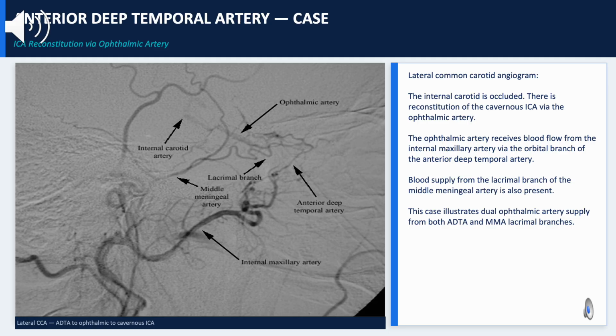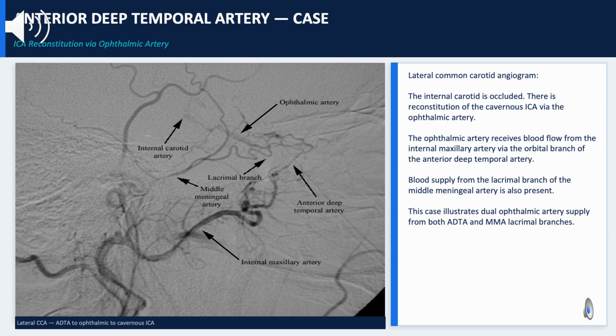This case of ICA occlusion with cavernous ICA reconstitution via the ophthalmic artery demonstrates the ADTA pathway in action. The internal maxillary artery sends its anterior deep temporal branch through the sphenoid groove into the orbit, where it contributes blood flow to the ophthalmic artery. This retrograde ophthalmic flow then reconstitutes the cavernous ICA, a striking demonstration that the ophthalmic artery is bidirectional when ICA flow is absent.